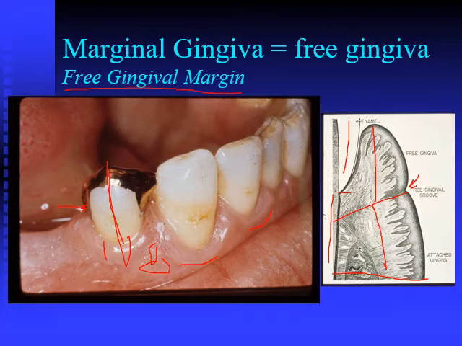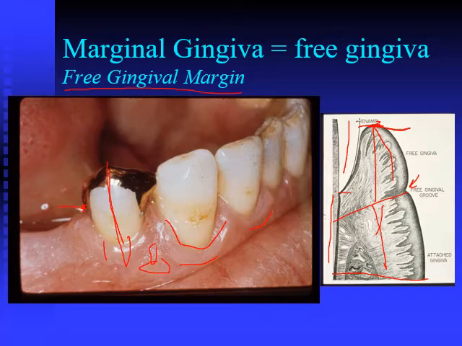The free gingival margin is the crest of the marginal gingiva, and that is actually what delineates the clinical crown in this instance. In this diagram, the free gingival margin is that part right here, the crest of the gingiva, right at that point. So we have attached gingiva coming up here, we have the free gingival groove, then we have the free gingiva, or the marginal gingiva. And the very crest of that, which delineates the clinical crown, is the free gingival margin.